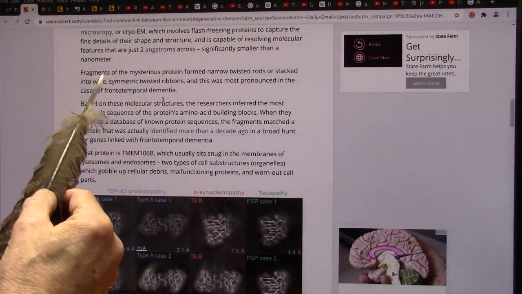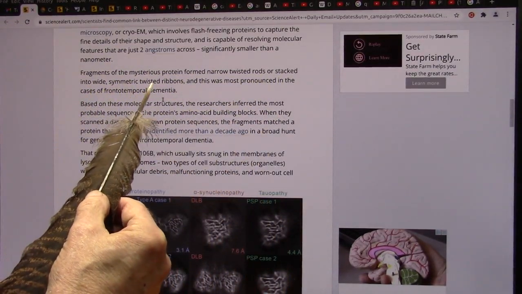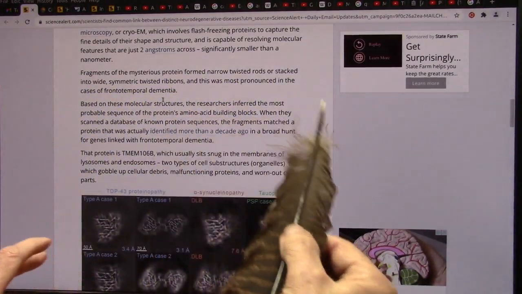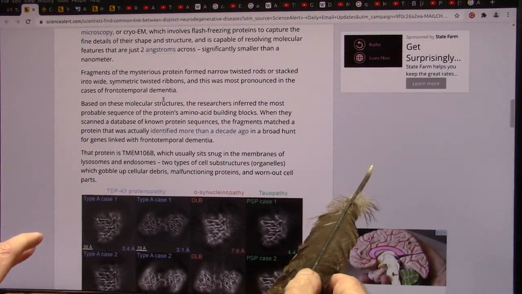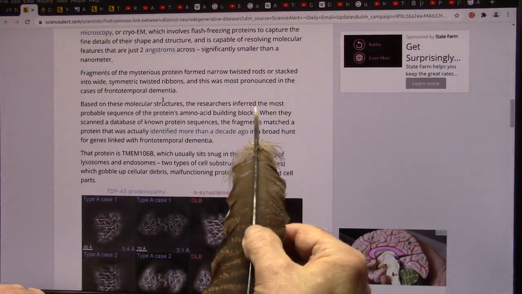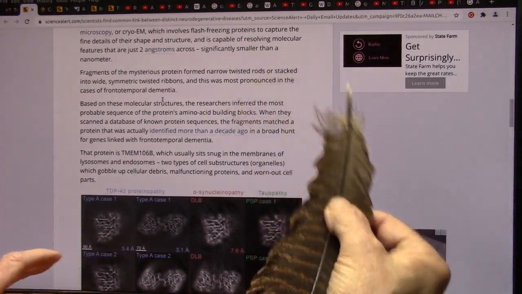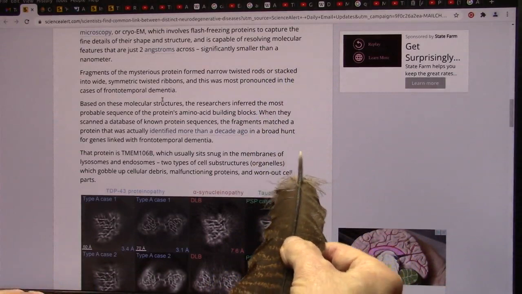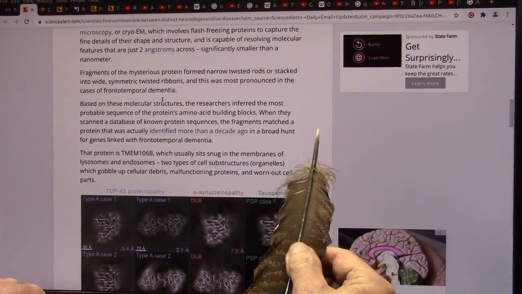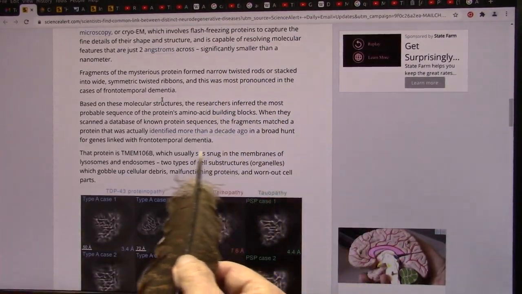Now, what they found out was fragments of the mysterious protein formed narrow twisted rods or stacked into wide symmetric twisted ribbons, and it was most pronounced in the cases of frontotemporal dementia. So as you age, the bacteria in your body does change, and everything changes in your body. We all know that. But why does it change? I say mostly, it appears to me that the bacteria in your body that was normally there to maintain all of this stuff is either weak or dead, or the stuff is just not able to be maintained anymore. I don't know. But I can tell you what, if you don't have that bacteria in you, you're going to be sick. I don't care if you're young or old. It doesn't matter.